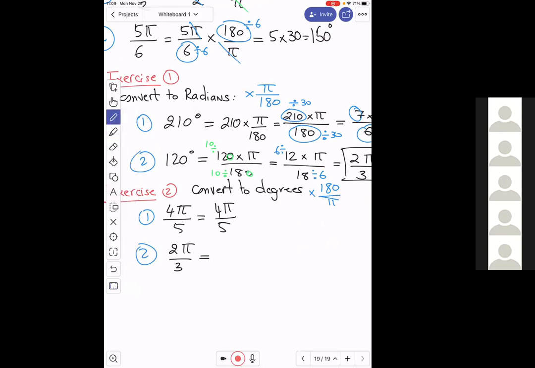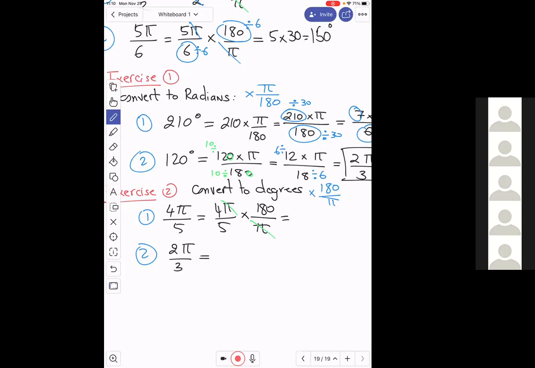So this 4 pi over 5. We said we need to multiply by 180 over pi to convert to degrees. As you can see, there's a pi in the numerator and a pi in the denominator, so the pi cancel out. That's the first thing. Second, you can multiply the 4 by 180 and then divide by 5, or you can divide the 180 by 5, because 180 is divisible by 5.